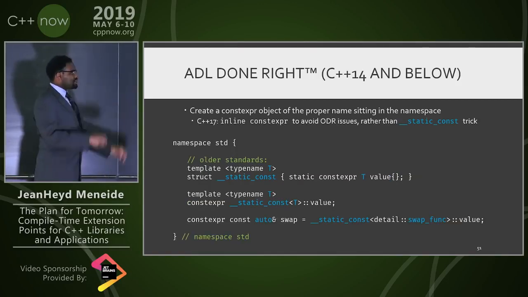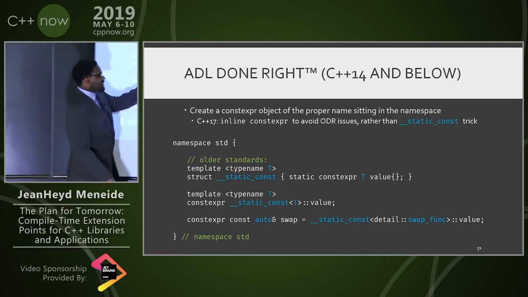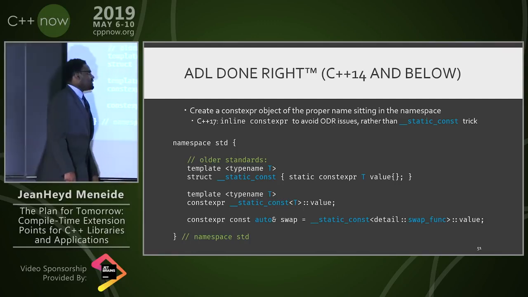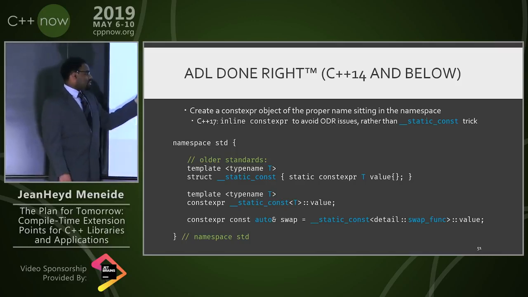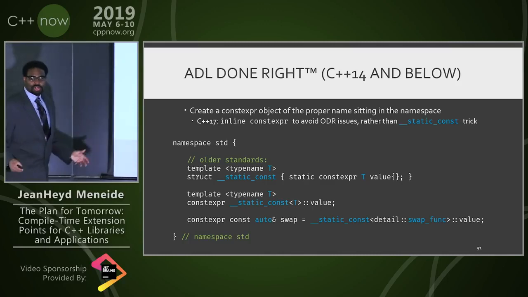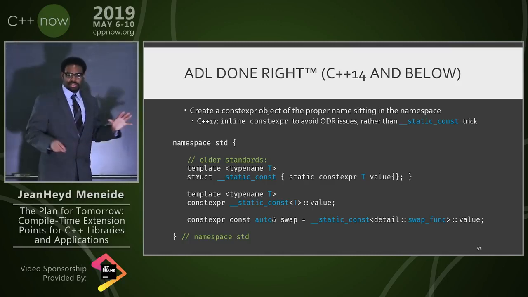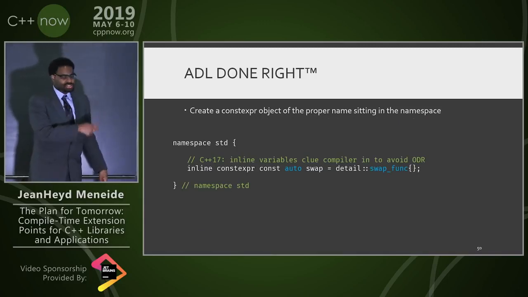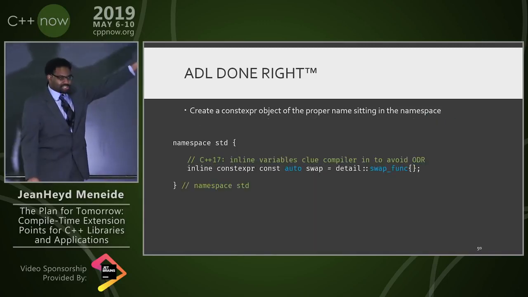If you're working with older standards, what you do is you have to create a static const version of the type, define it, and then just kind of have it sit out in the open. Everybody understands how this works. This is like the old crusty implementation. Please just do this. Like, this is not cool. This is cool. Do this.